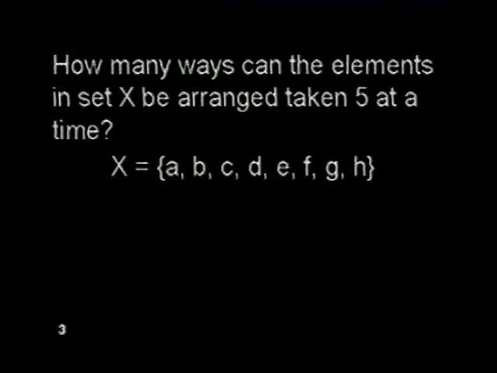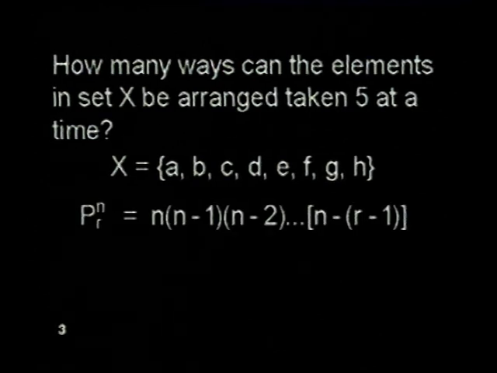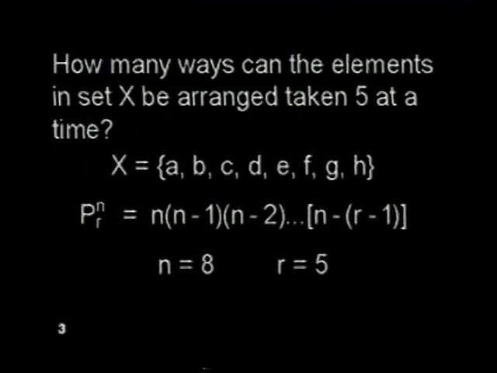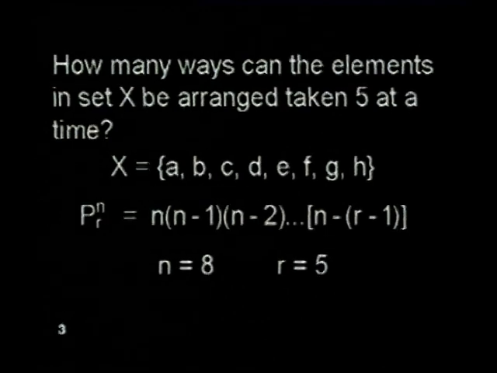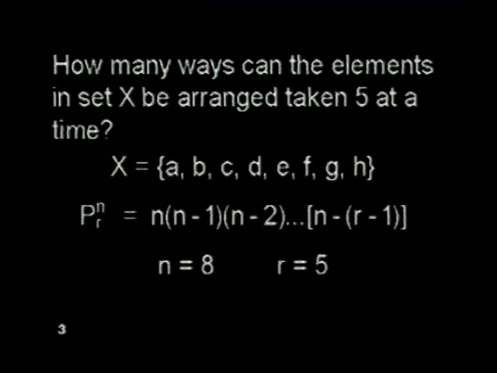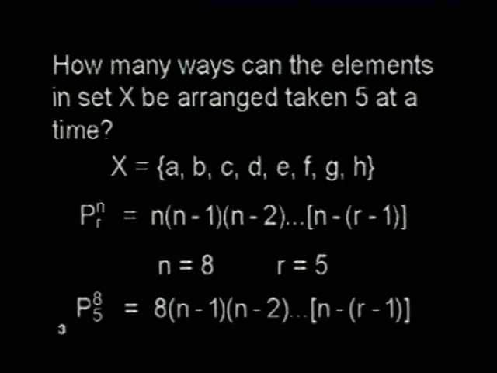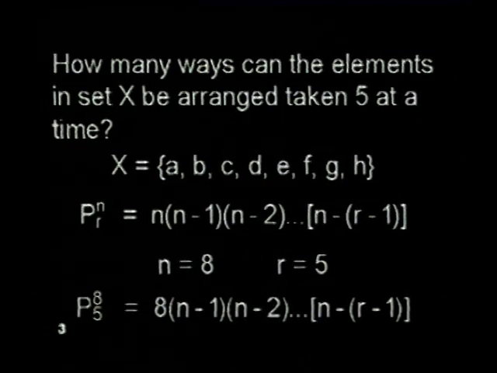Let's find how many ways the elements in set X can be arranged taking 5 at a time. Consider the permutation formula again. The value of n is 8 for this problem because there are 8 elements in set X. The value of r is 5 because we are to use 5 elements in each arrangement. We know that the first factor of the multiplication series is 8 because the value of n is 8.